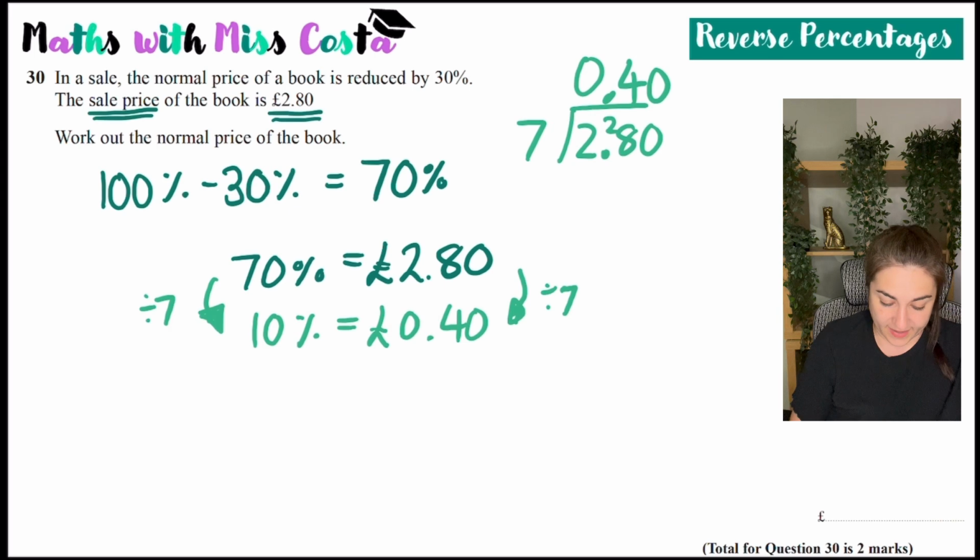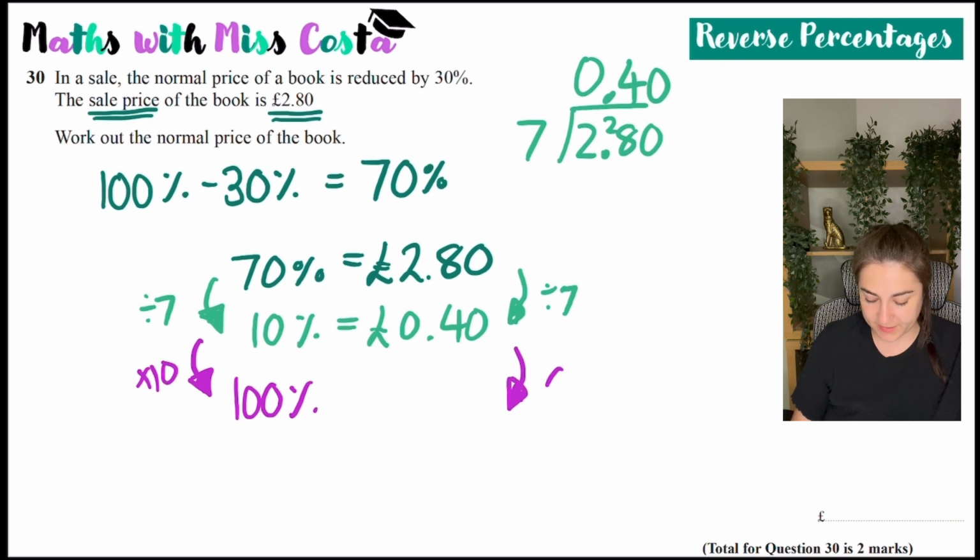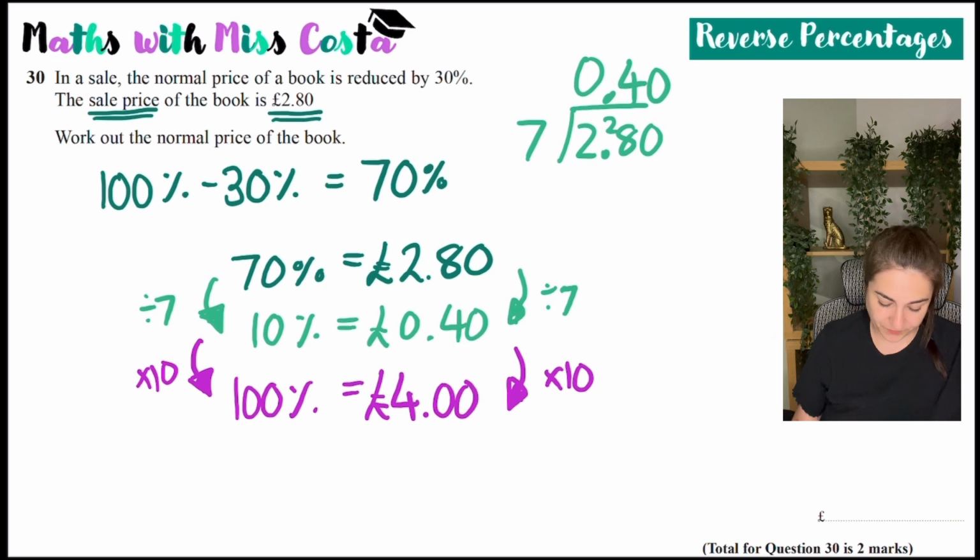And then I can get back to 100%. So what do I do? I multiply 10% times by 10 gets me 100%. So I do the same to this side. And 40 pence times by 10 is £4. So the normal price of the book is £4.